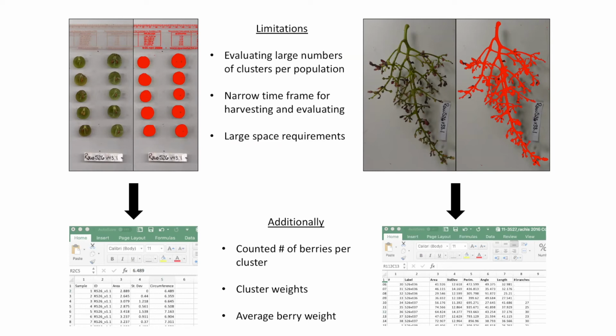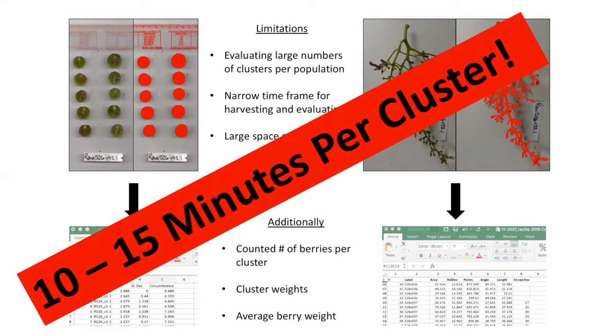So even though you're just taking images, we also have a number of things that we have to take by hand as well. For example, we also count number of berries per cluster. We do cluster weights, we do average berry weights. And then of course, there's the time spent actually going through the system and analyzing the data. If you do all of this by hand, it takes about 15 minutes per cluster, which, as I said, is not really realistic or feasible.